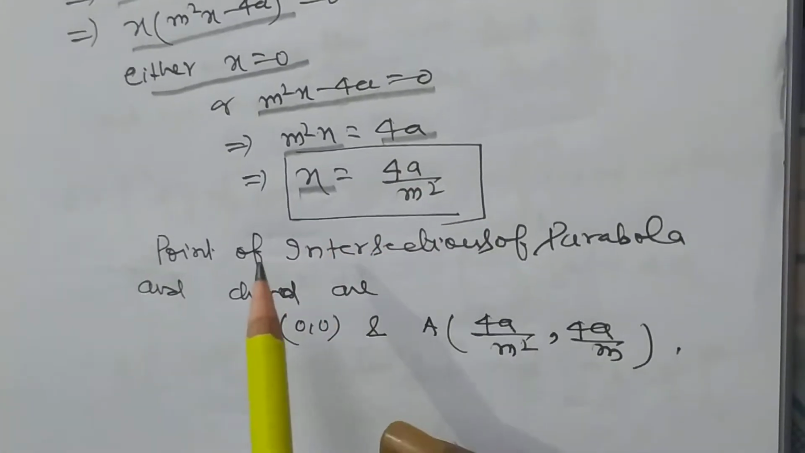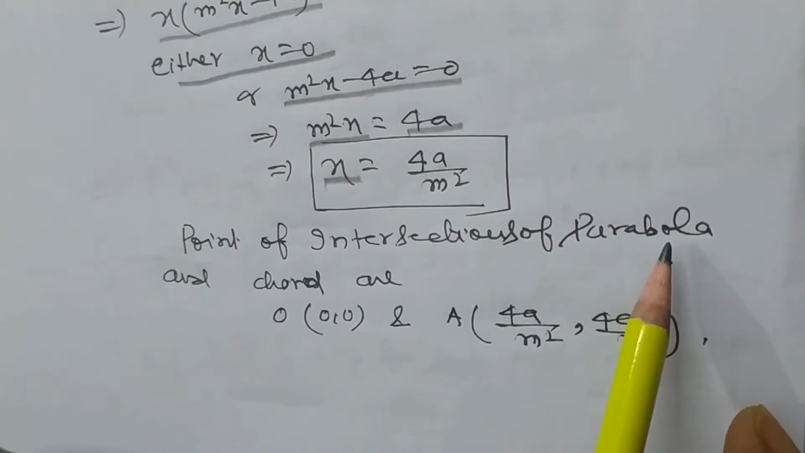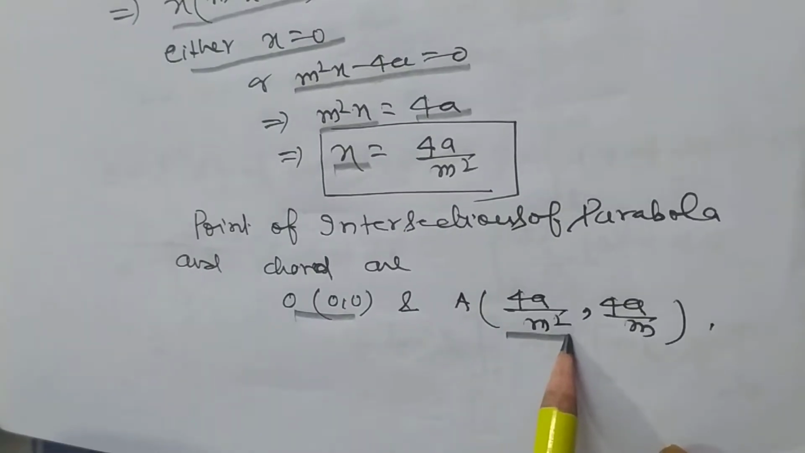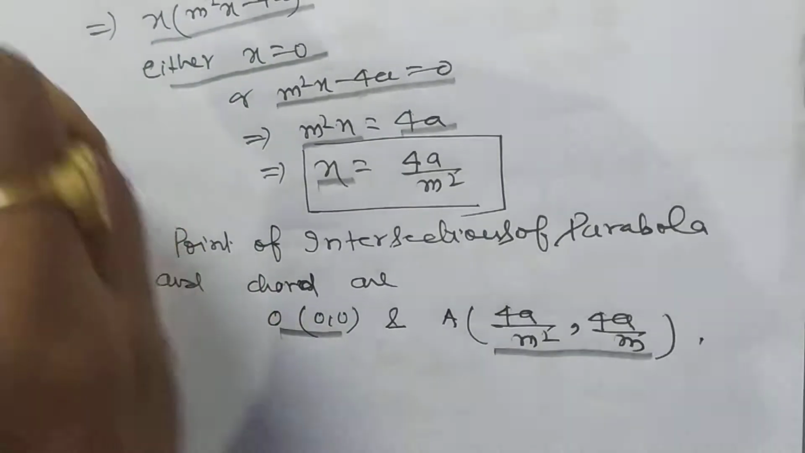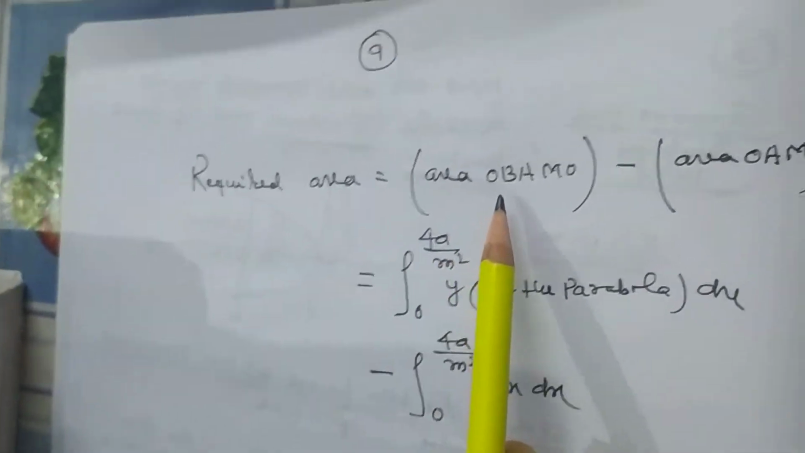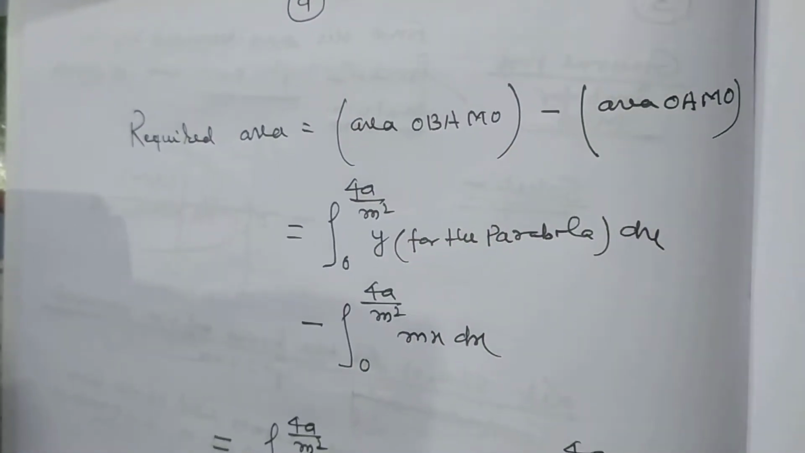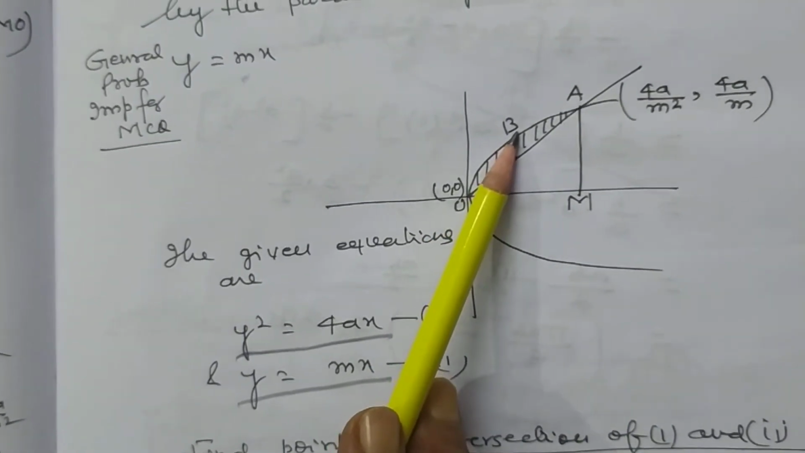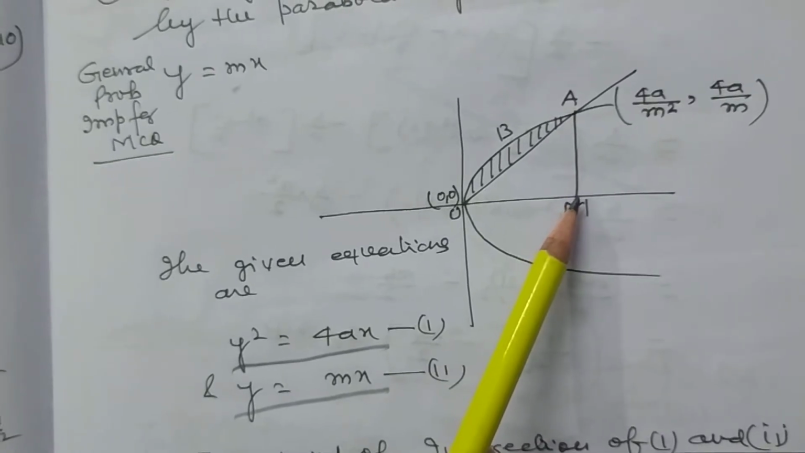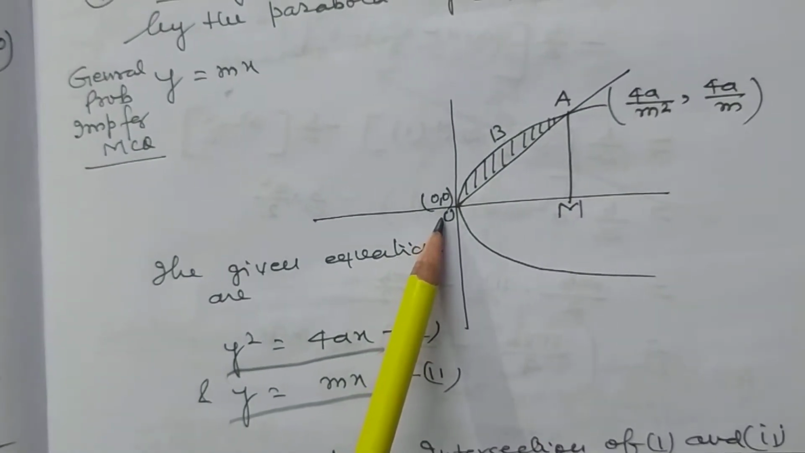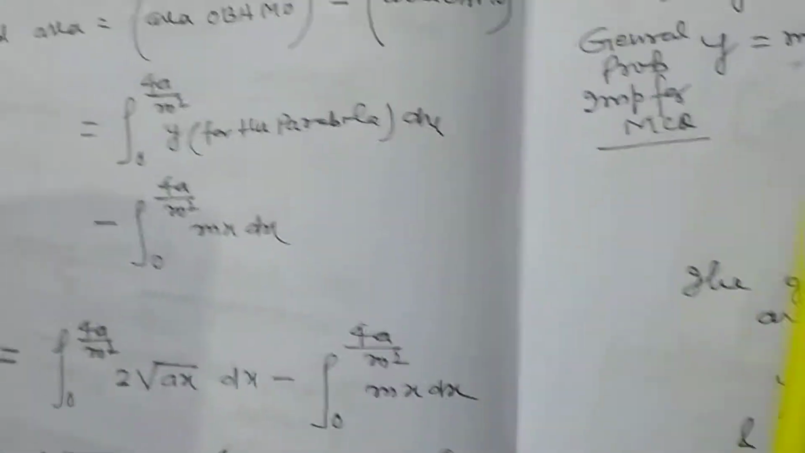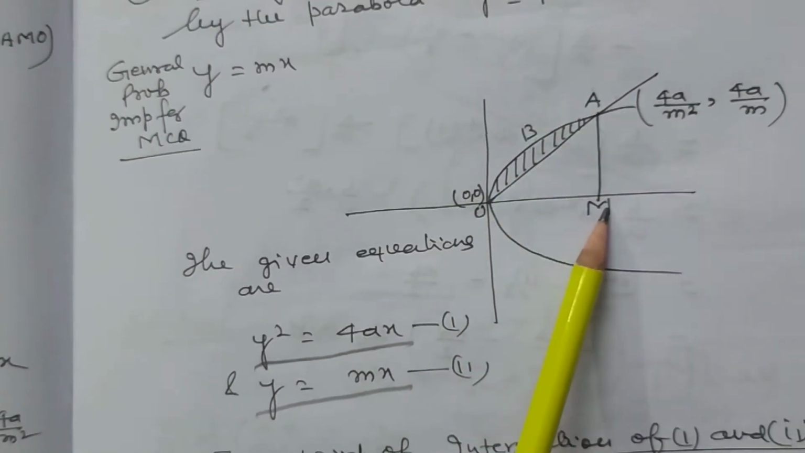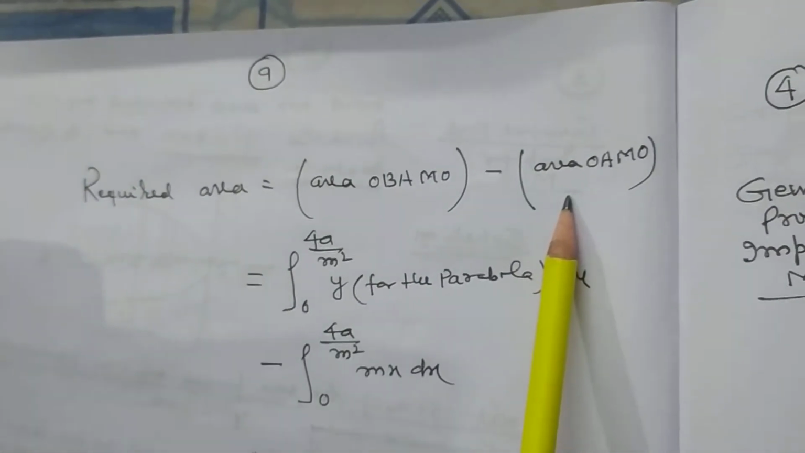X is equal to 4a by m square. So the points of intersection of the parabola and chord are (0, 0) and (4a by m square, 4a by m). So the required area is equal to area OBAMO minus area of triangle OAMO. This is the area of the triangle OAMO.